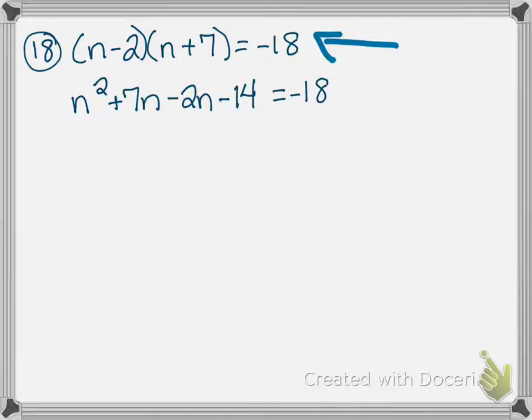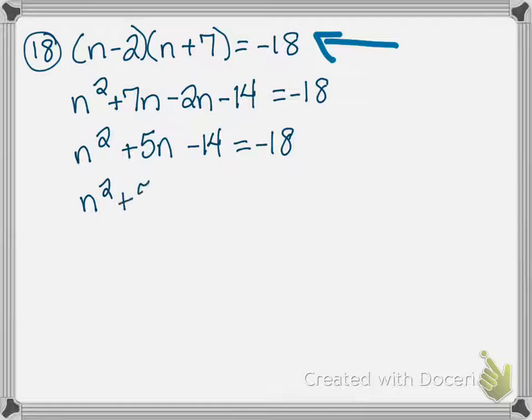Now at this point, we can move over our negative 18. We do have some like terms, so we have n squared plus 5n minus 14 equals negative 18. So I'm going to add 18 to both sides. And when I do that, I'm left with n squared plus 5n plus 4 equals 0. And that's what we want. We want it to be set equal to 0. Because we've got it set equal to 0, we can now factor.